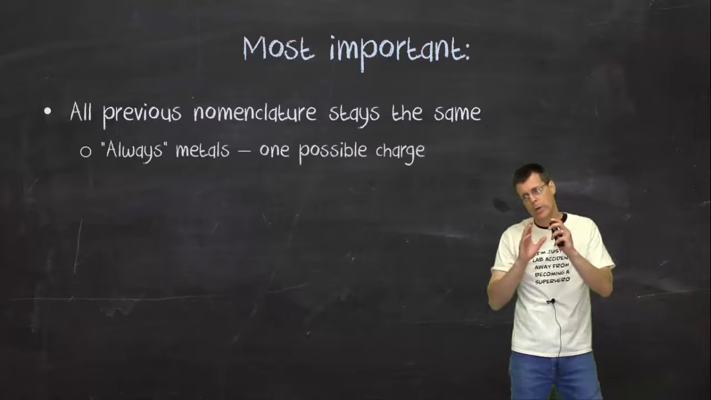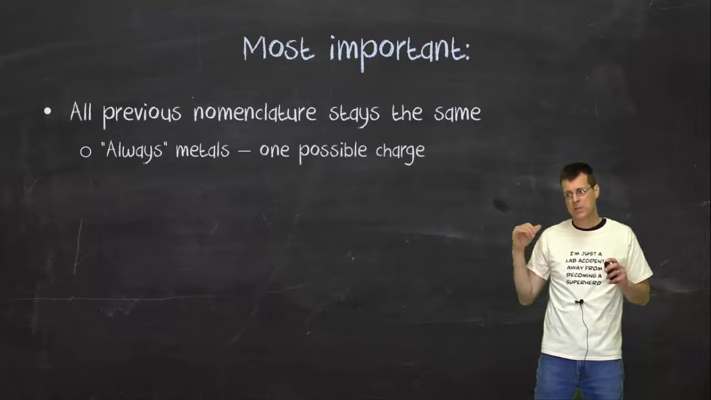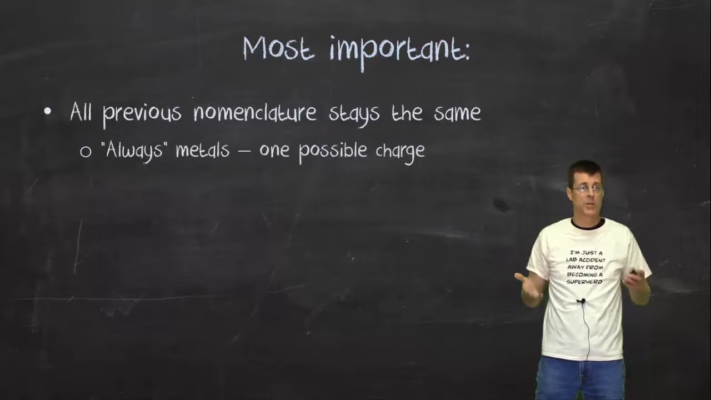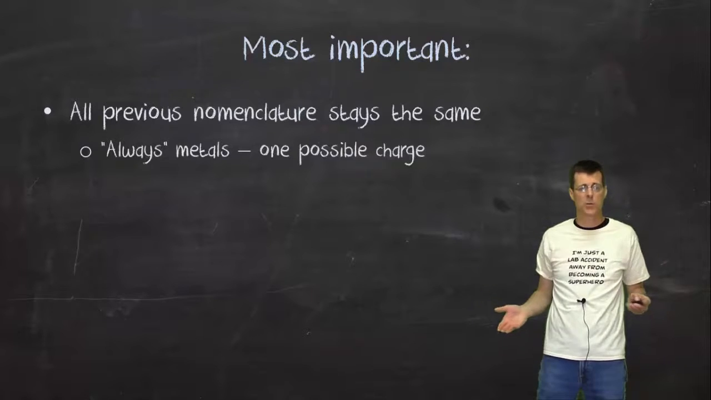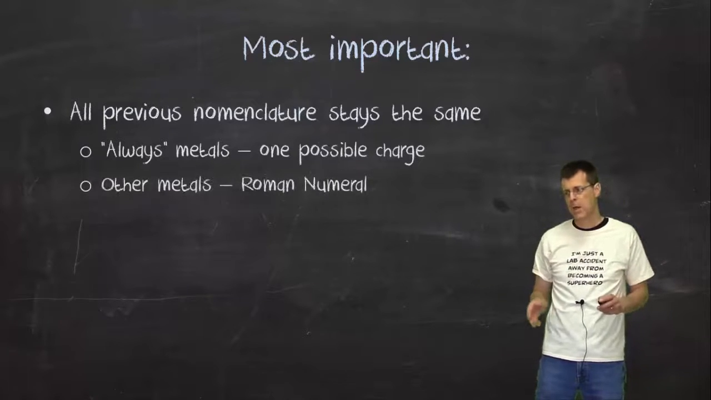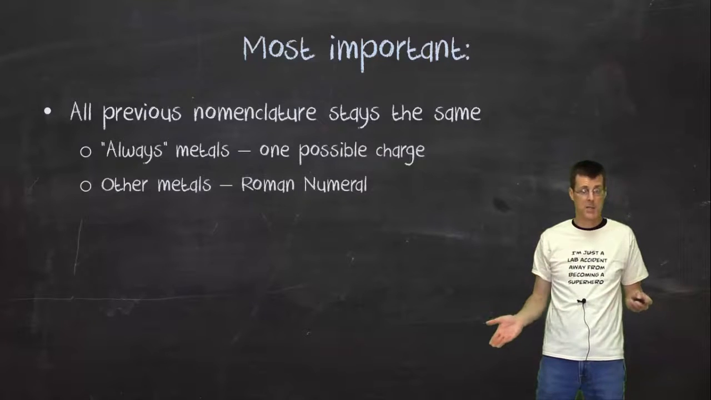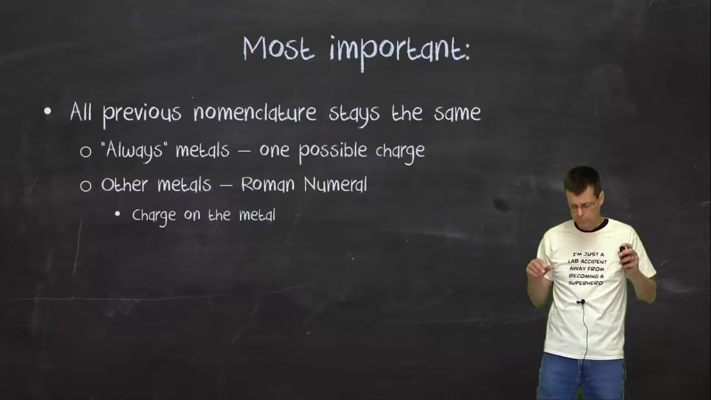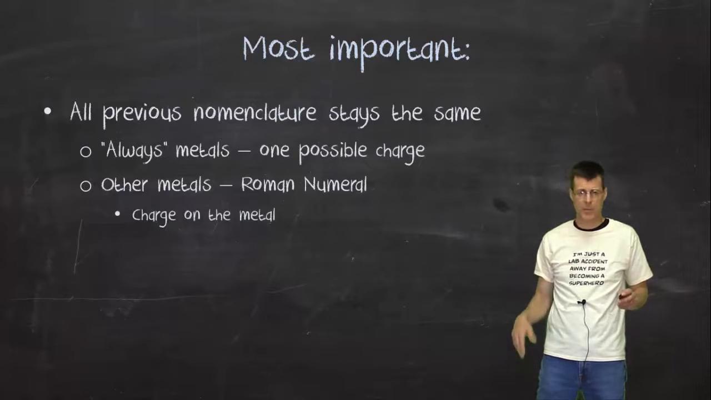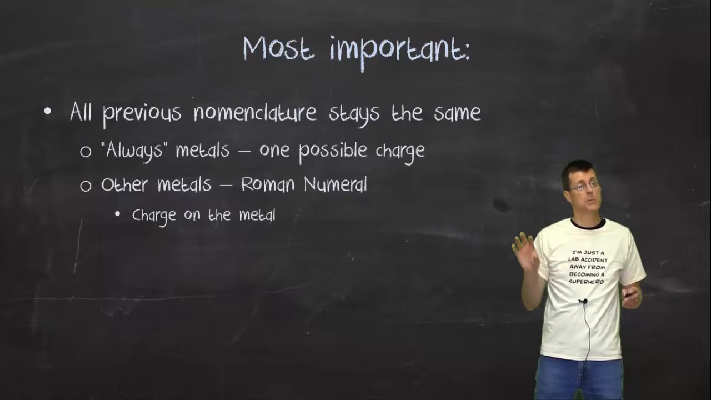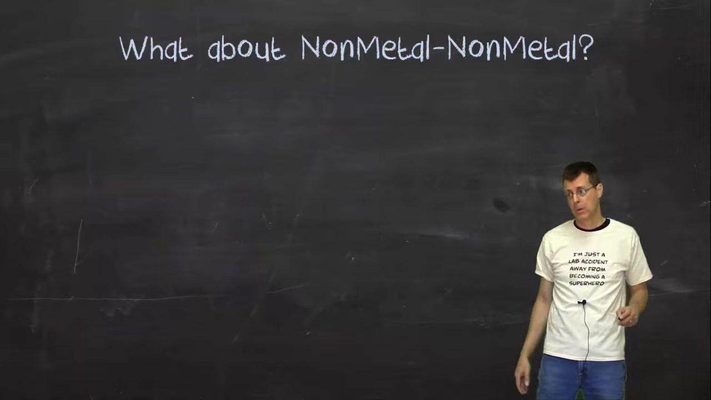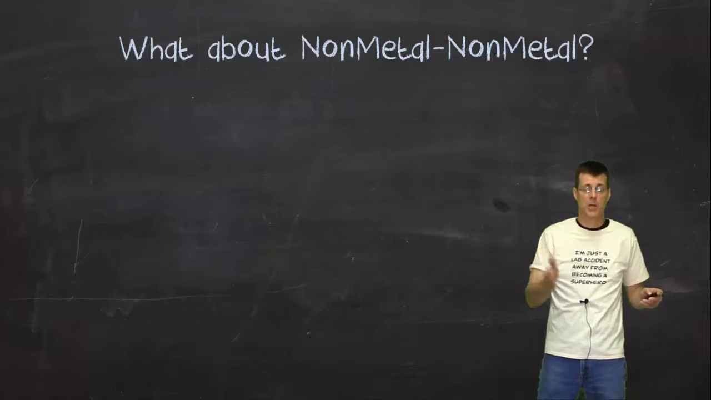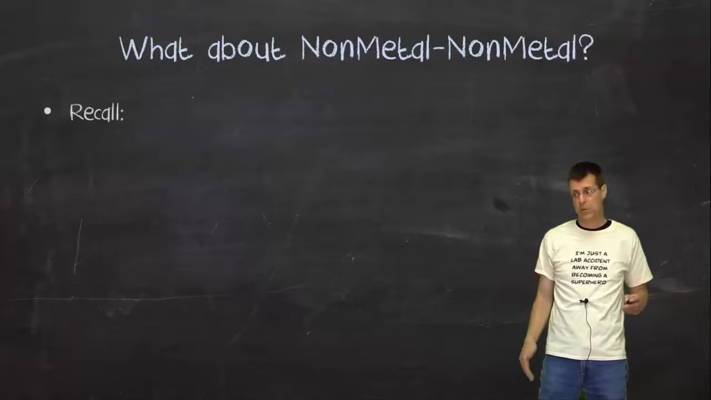What we've done so far is what I sometimes call the simple metals, sometimes called the always metals, where they only have one possible charge. That was in our first session. And we've done the other metals last time, which was the type where we use Roman numerals. That can have more than one charge on the metal, and the Roman numeral tells me what the charge on the metal is. Okay, we also know that nonmetals can form compounds with nonmetals.